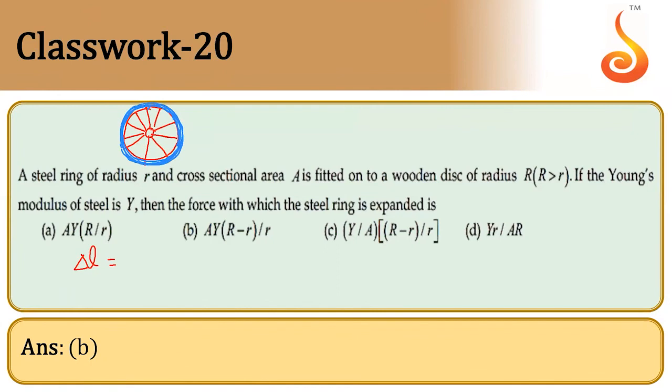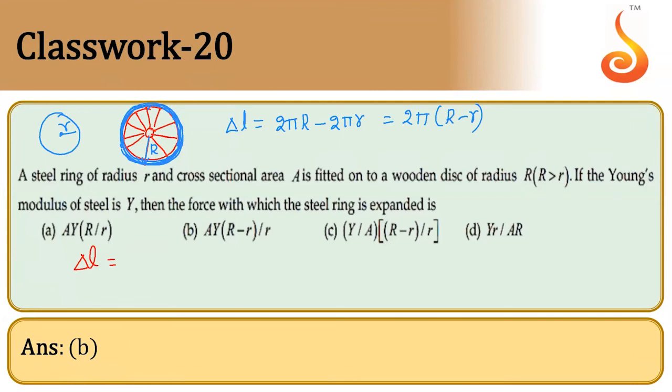So the radius of the wooden wheel is capital R, and the initial radius of the ring was small r. So it has to be expanded. Now, what is the change in the length? You can calculate. Delta L of the ring, when you heat it, is 2 pi R, the final length, minus the initial length 2 pi small r. That is 2 pi (R minus r) is the change in the length. 2 pi R is the final length, 2 pi small r is the initial length. So 2 pi (R minus r). Delta L you got. What is the formula for delta L?